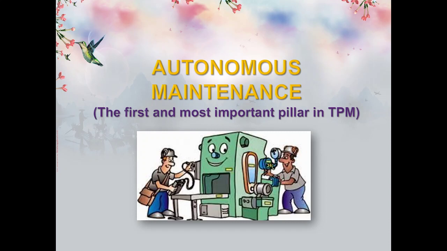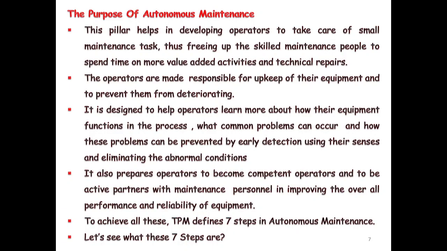Here we will discuss in detail how to implement the first and very important TPM pillar, that is autonomous maintenance. The purpose of autonomous maintenance is to develop operators to take care of small maintenance tasks, thus freeing up the skilled maintenance personnel to spend more time on more value added activities and technical repairs. The operators are solely responsible for the upkeep of the equipment and to prevent them from deterioration.